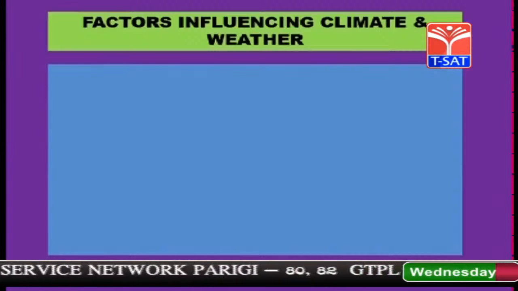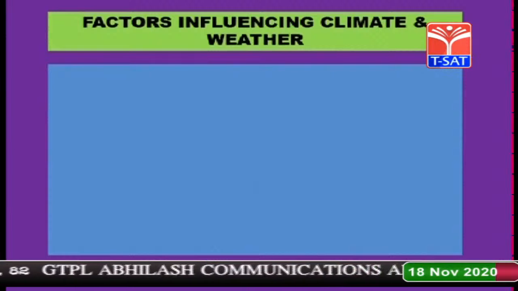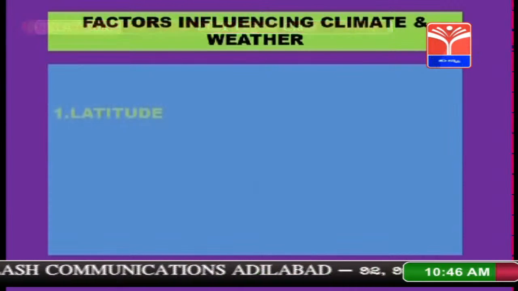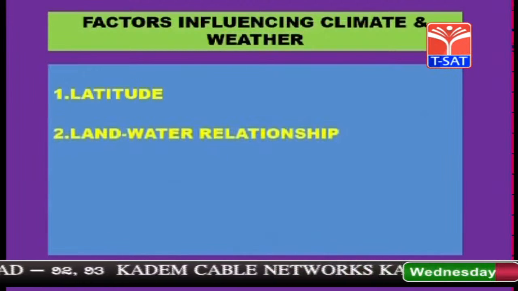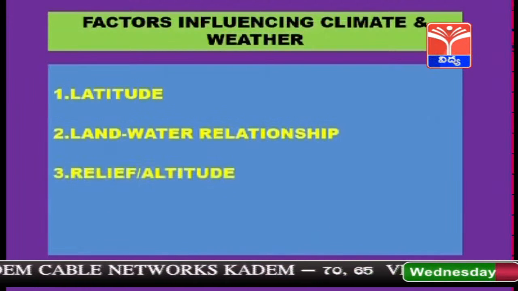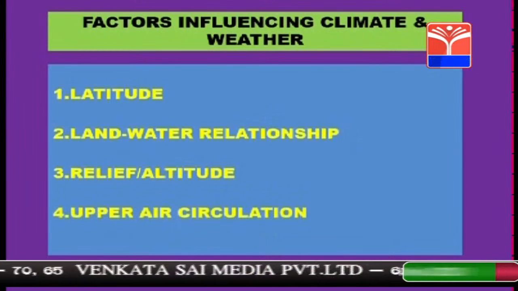Okay. Now, factors influencing climate and weather. Can you guess how many factors there are which influence climate and weather? There are 4 factors: latitude, land-water relationship, relief or altitude, and upper air circulation.